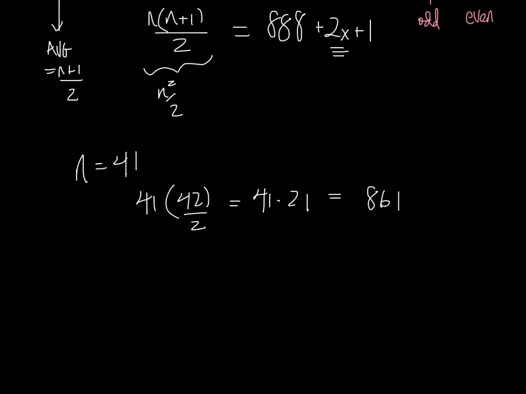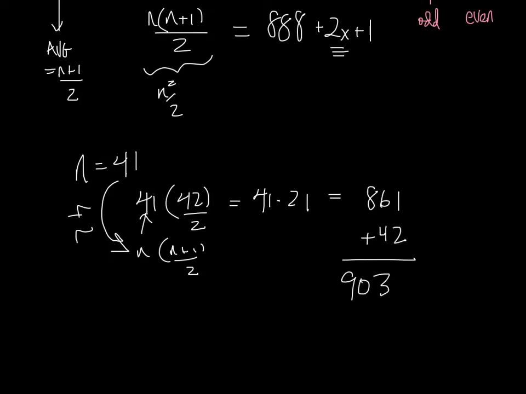How do we get the next bigger triangular number? Remember, this was n times n plus 1 over 2. In other words, n was 41. So to get the next, make n 42. Or we could just add 42 to 861, because that's how we get the next one. 903. Now, it does turn out that this is also 42 times 43 over 2. But I'm saying that's how you get the next triangular number.